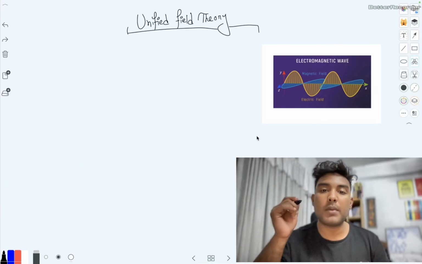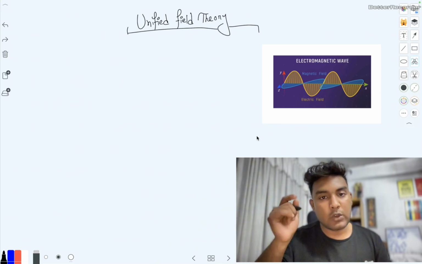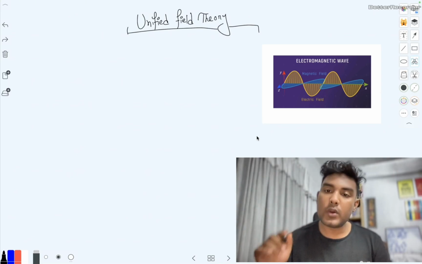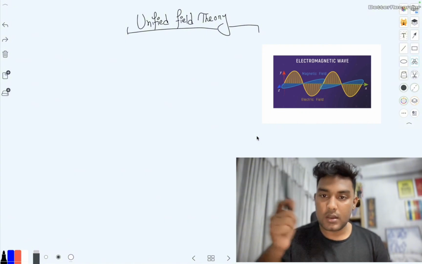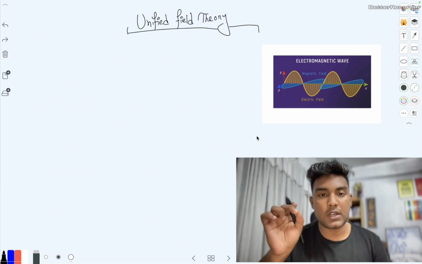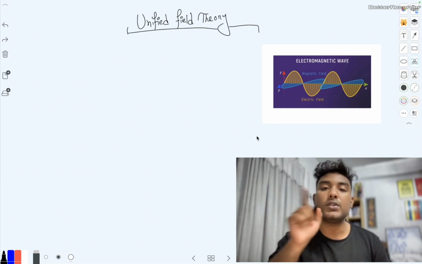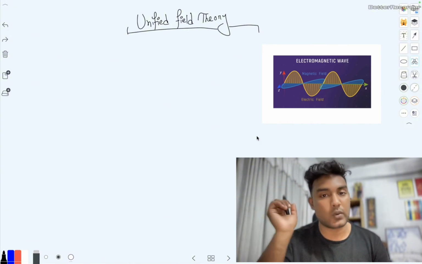Today we are going to talk about one of the finest theories of this entire world, which is unified field theory. This theory is going to describe each and every question of this universe. If you have any question about physics or anything in this universe, this single theory is going to answer your question.